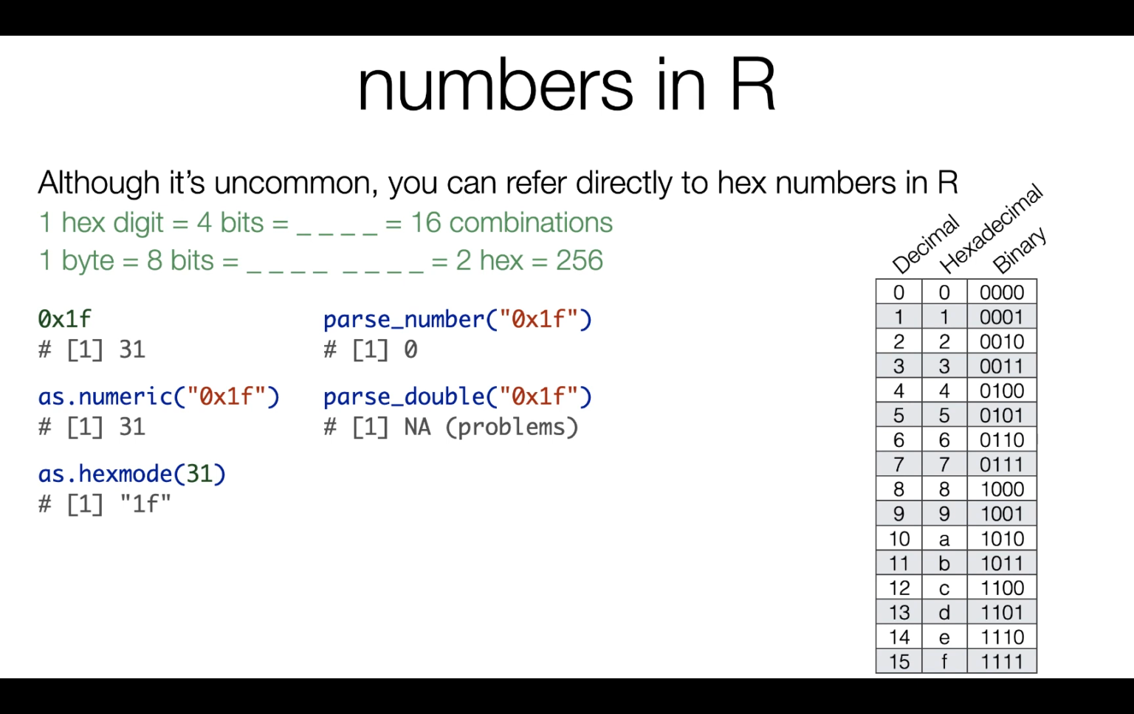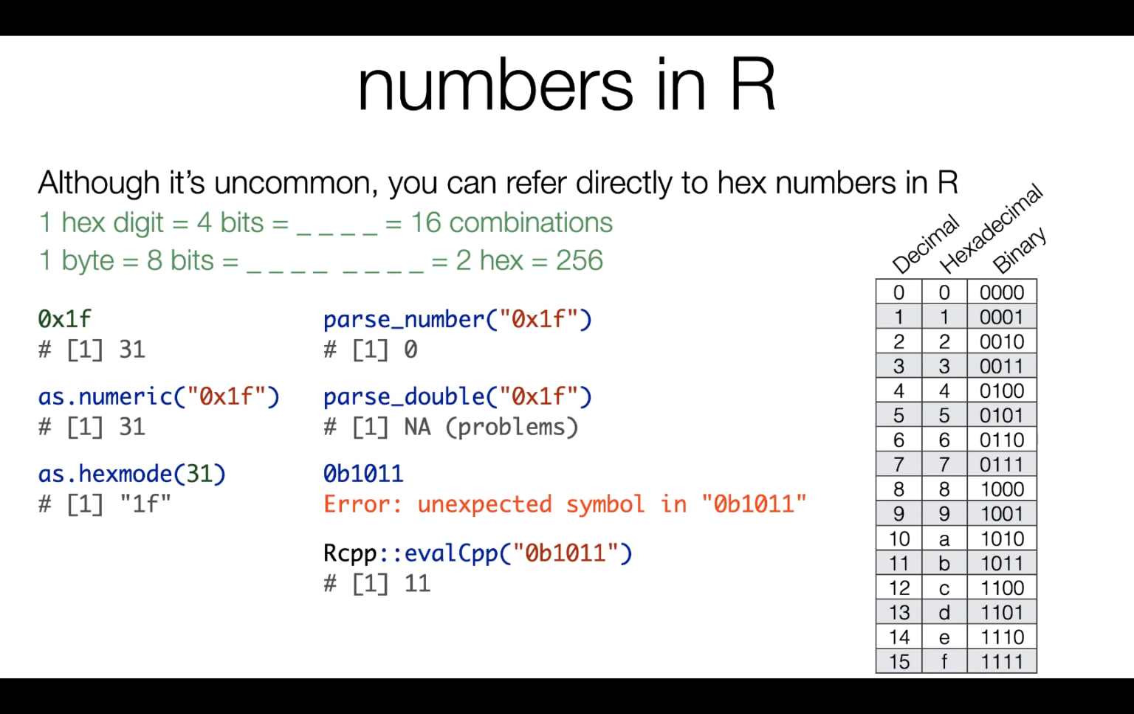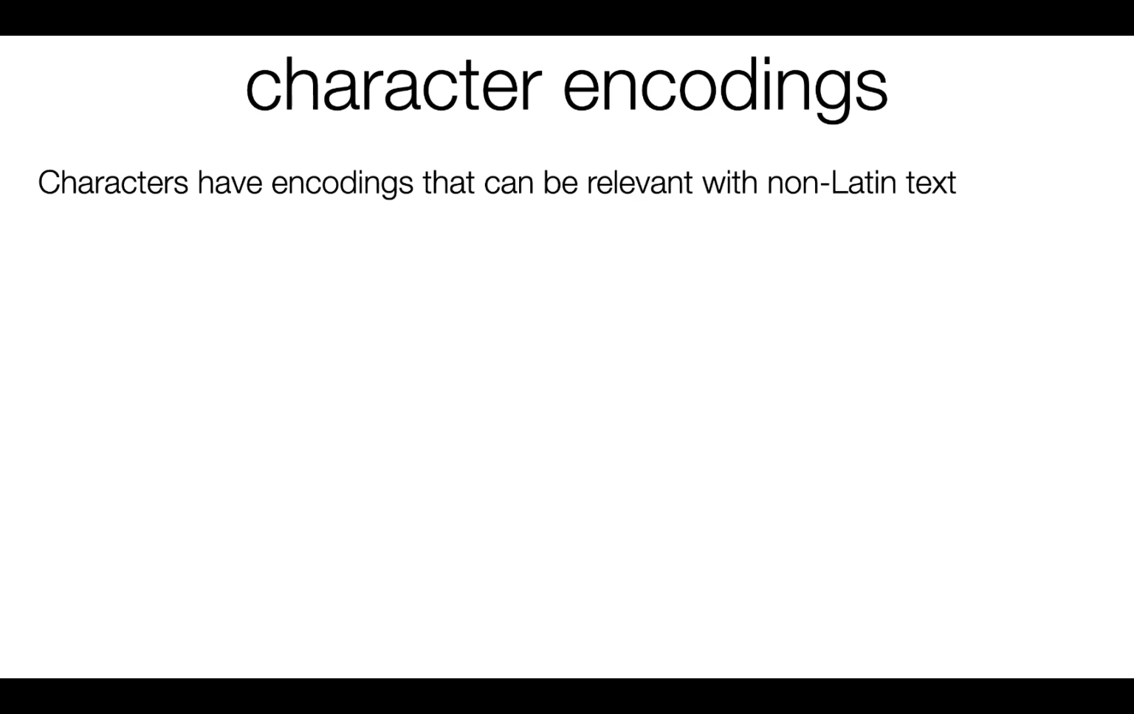It's worth noting that in many other languages you can also specify numbers in binary explicitly. To do that, you usually do something like this, 0B followed by the digits that you want in binary. Okay, this actually does not work in the R language, but it does work in a language like C++, and you can evaluate that using the Rcpp package using evalCpp. So you just tell it 0B1001, and we know just from our table there on the right that that's the number 11 in decimal.